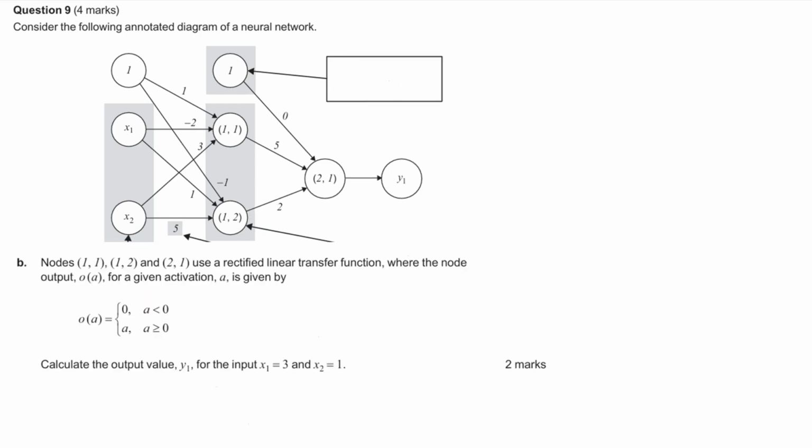Then we had to calculate some stuff for these nodes. So we'll consider 1, 1. So 1, 1 has 1 times 1. That's this one here. It has x1, which was 3 times negative 2. It has x2, which is 1 times 3. So that is 1 minus 6 is minus 5, plus 3 is negative 2.